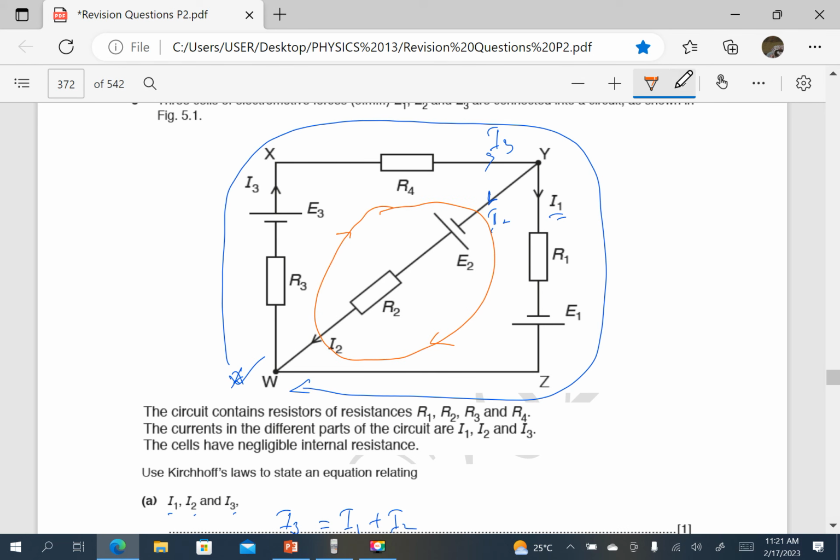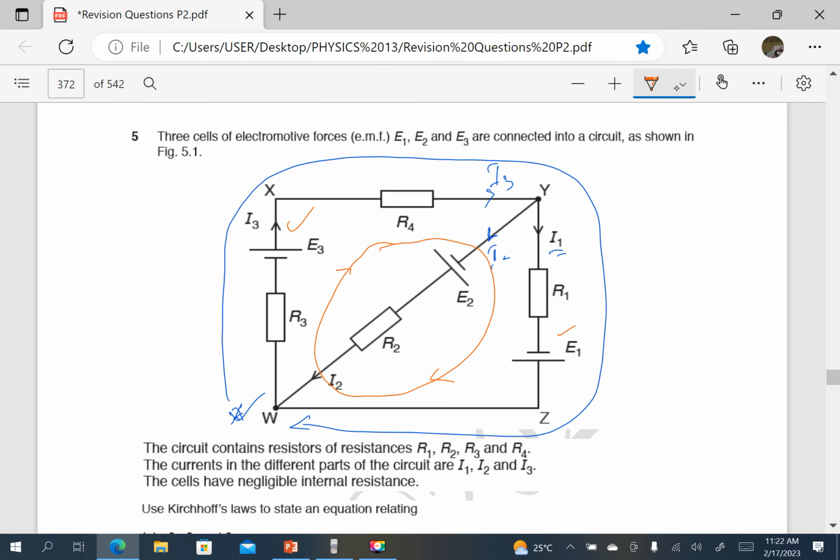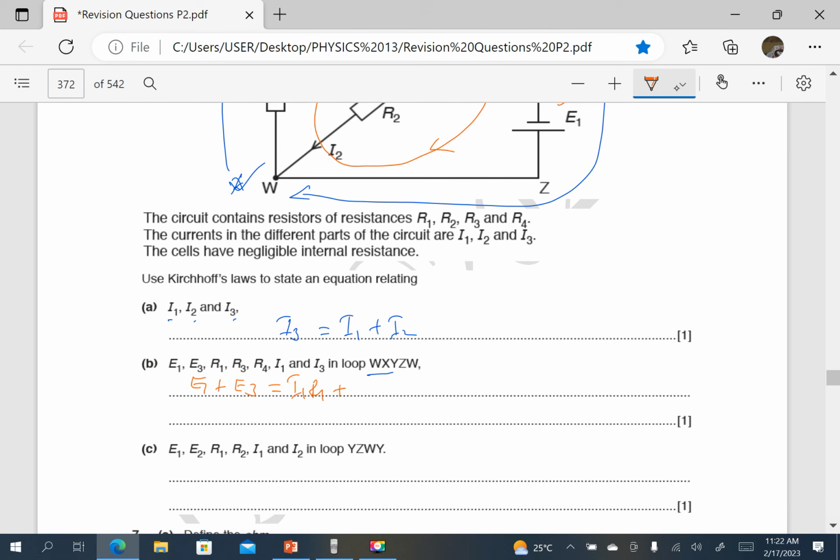So for the sum of EMFs, we have only this one and this one. You see that the current through them is in the same direction as our loop, so we just sum them up. It will be E1 plus E3. That is the sum of EMFs, which should equal the sum of the PDs. The current here is I3, so this PD is I3 times R3. The current here is still I3, so this PD is I3 times R4. The current here is I1, so this PD is I1 times R1. Because the currents are in the same direction as our loop, they will all be positive. So we say I1 times R1 plus I3 times R3 plus I3 times R4. That is the sum of the PDs.